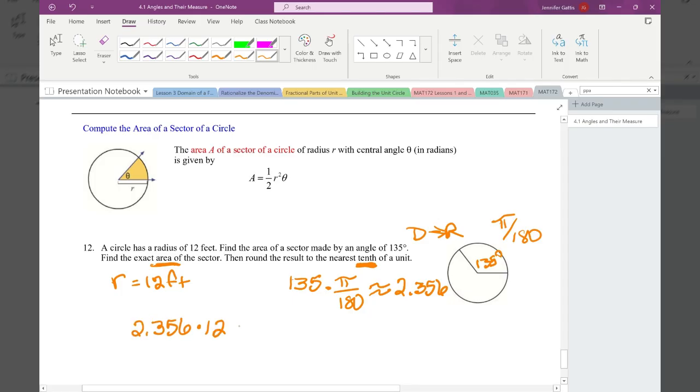So now we have our 2.356 that we are going to multiply by 12 squared and multiply that by 1/2 because we're going to plug it into our area formula. So we have our 2.356 times 12 squared times 1/2. And then we want to round that to the nearest tenth. And we get that that is 169.6 feet squared.